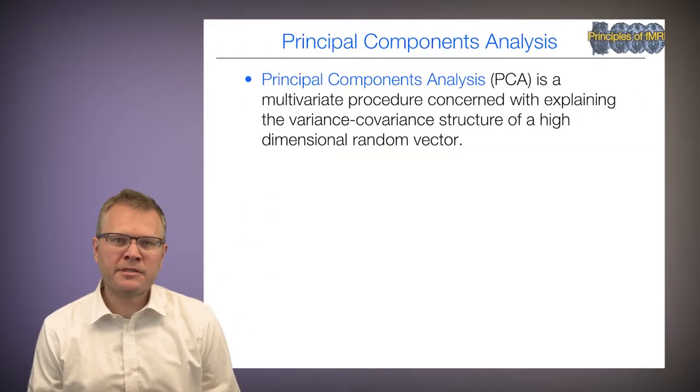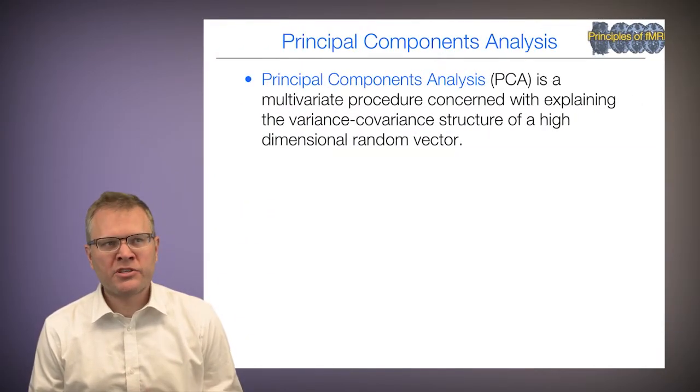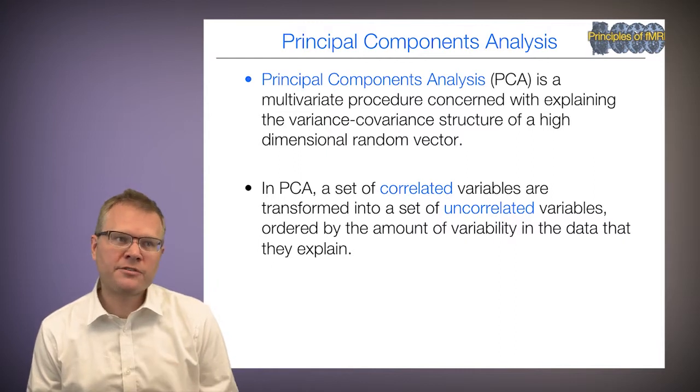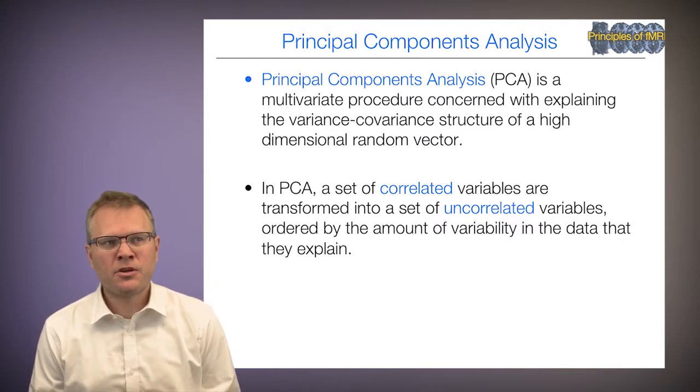So principal components analysis is a multivariate procedure concerned with explaining the variance-covariance structure of a high-dimensional random vector. So in PCA, a set of correlated variables are transformed into a set of uncorrelated variables ordered by the amount of variability in the data that they explain.